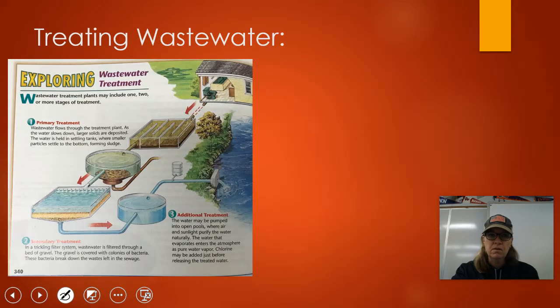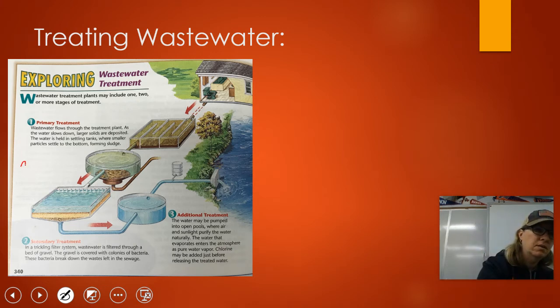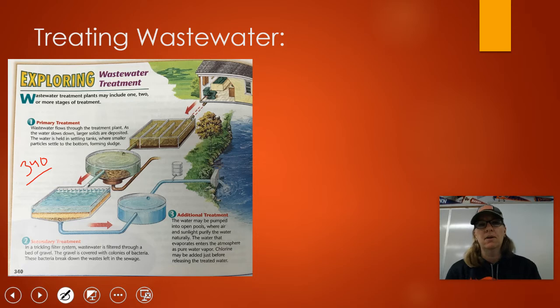Okay. All right, now this is the wastewater, and this is page 340. Page 340 in your book, so you can kind of follow along on that. It's just a little photo of it. It's not a very good picture, but there's only 3 steps for this.